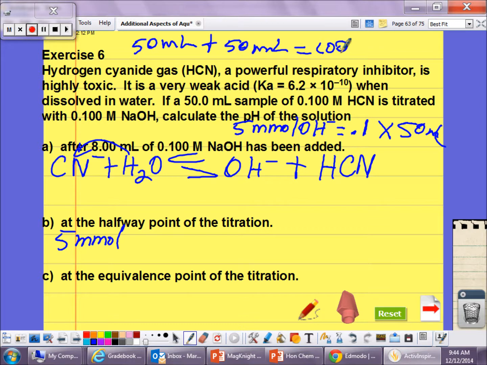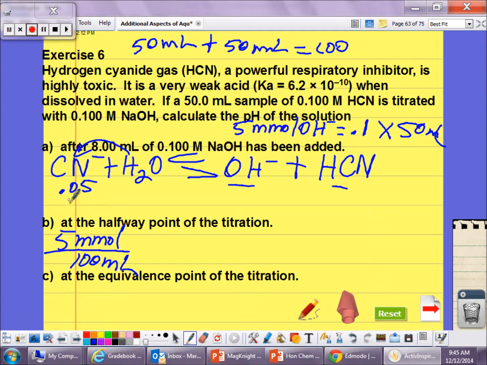So I need to take that 5 millimole divided by the total volume, 100 ml. What is 5 divided by 100? 0.05. This is the concentration of my salt. And then I don't have any more. This is gone. The same 0 initial. And you do your ICE table.